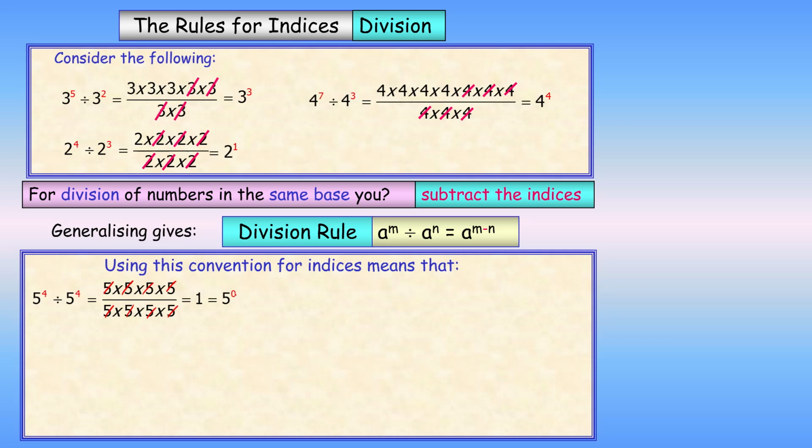That means 5 to the power of 0 equals 1. And you can do this with any base. 7 to the power of 3 divided by 7 to the power of 3: 3 minus 3 gives us 0, and that's equal to 1. So what we're saying basically is that any number to the power of 0 is 1. So any base number raised to the power of 0 is 1.